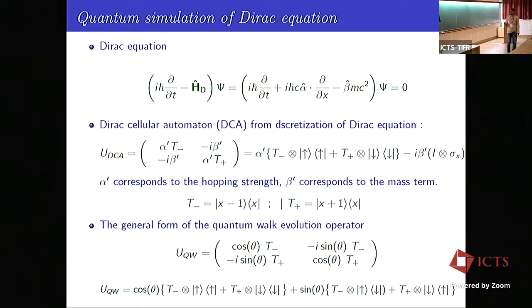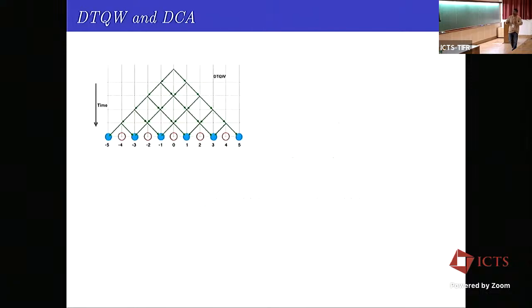So now there is some difference between the way the Dirac cellular automata evolution looks and the way a quantum walk evolution looks, because this term doesn't have any evolution in position space, but this term has an evolution in position space. So now that this makes a difference, how do we see it pictorially?